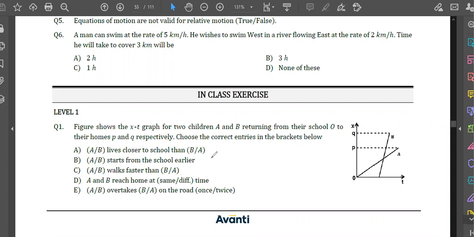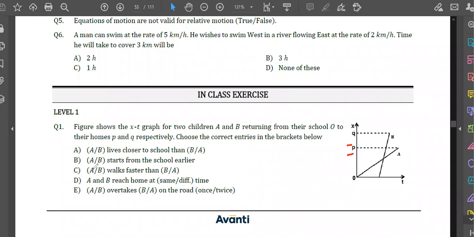So where is school? This is your school, and this is the distance from the school to their homes. Now tell me, the first one is quite easy. Who lives closer to school? Obviously A, because its distance is smaller. A lives closer to school than B.